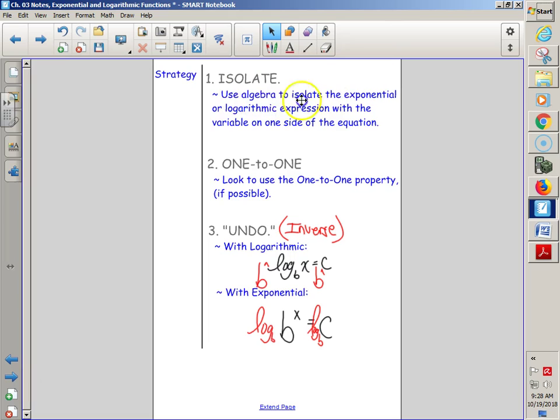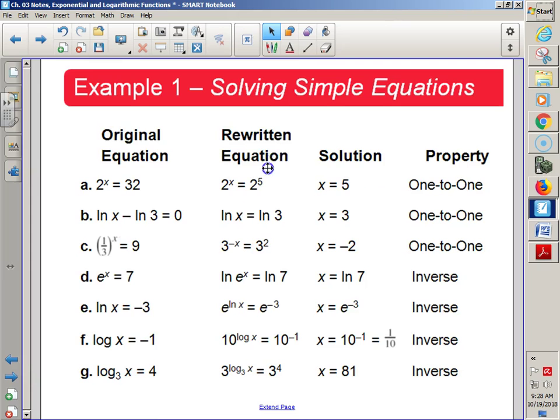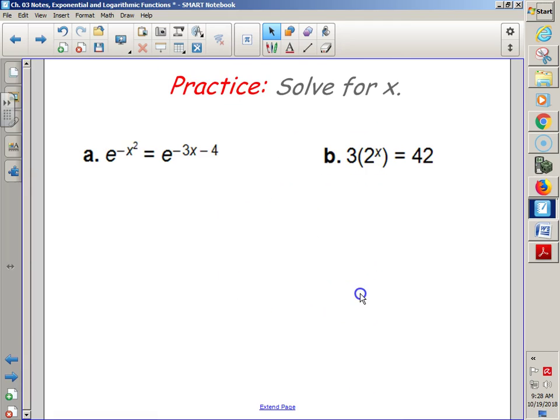Isolate, get the log or the exponential alone. Look to use one-to-one because he's super nice. I mean, he was super easy. But if we can't use one-to-one, now we have to use the inverse idea. So what happens if we start getting examples?